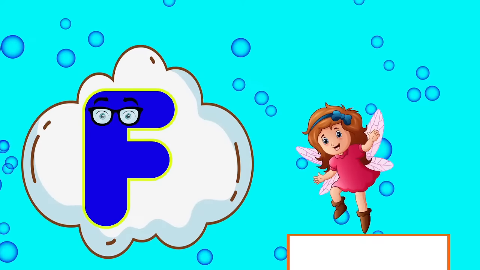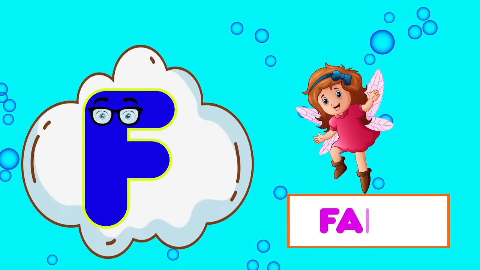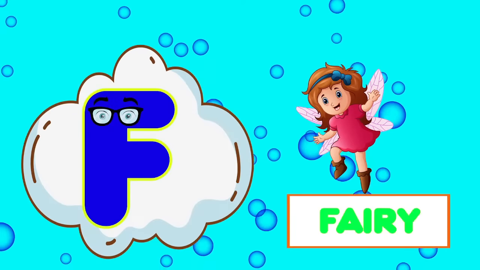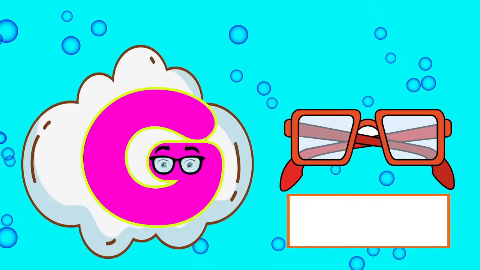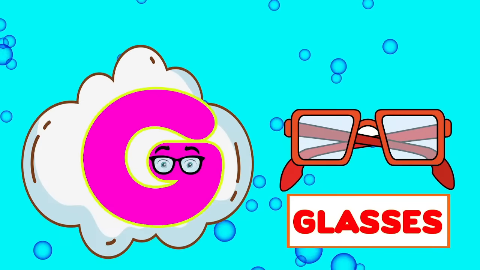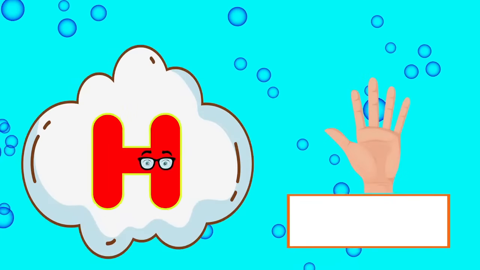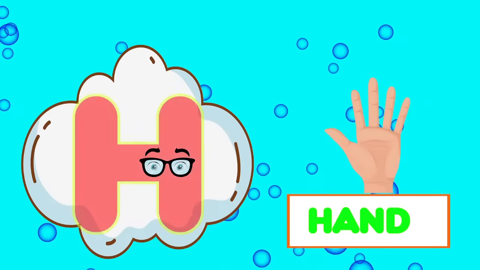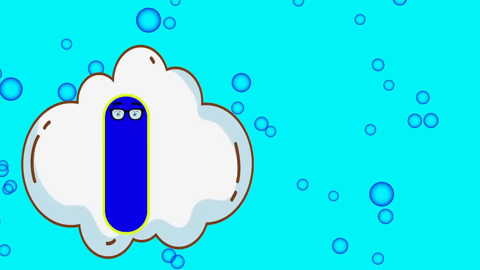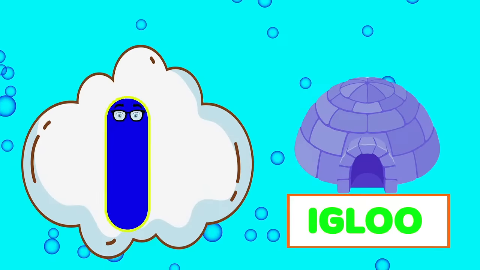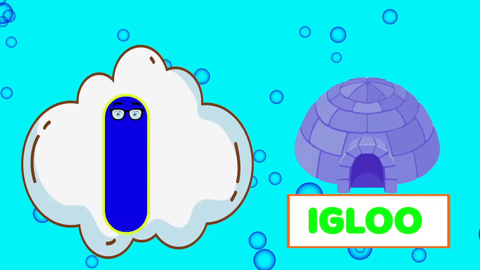F is for fairy. F, F, fairy. G is for glasses. G, G, glasses. H is for hand. H, H, hand. I is for igloo. I, I, igloo.